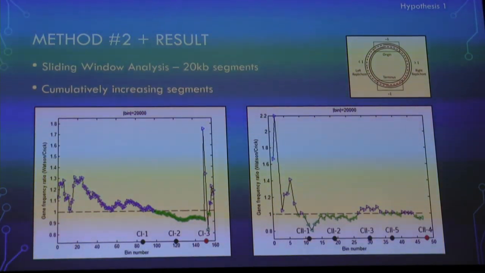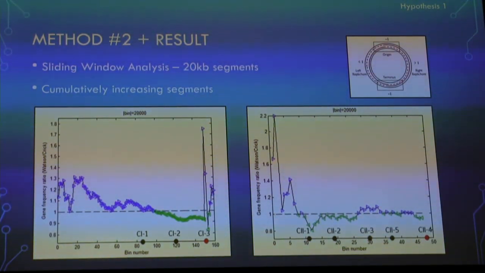And that's where the origin is, because if you see in that diagram, it's more than 1, and then it becomes less than 1, and then it immediately shoots up. So that's where the origin of replication is, theoretically. And we got the same result for chromosome 2.